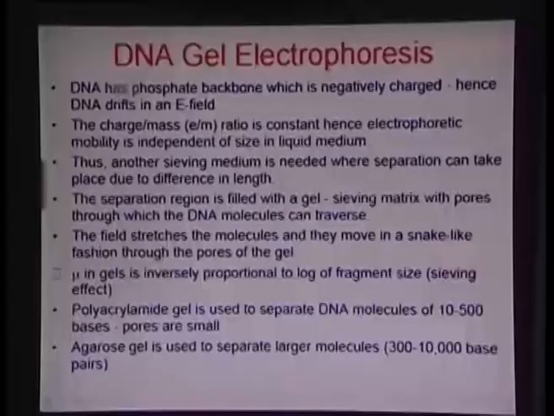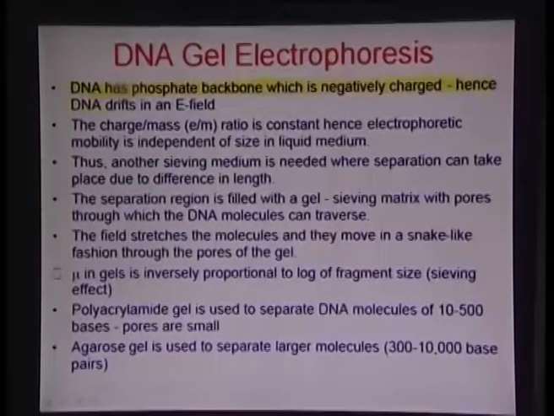Okay, so the important aspects about DNA gel electrophoresis are the following: essentially DNA has a phosphate backbone which is negatively charged, hence it drifts in an E field. The charge to mass ratio of DNA is constant, and therefore electrophoretic mobility is independent of size in a liquid medium. Just because the charge to mass is constant, if the size increases, the charge and mass both increase proportionally, so that E by m always remains the same, and there is no difference on account of E by m.